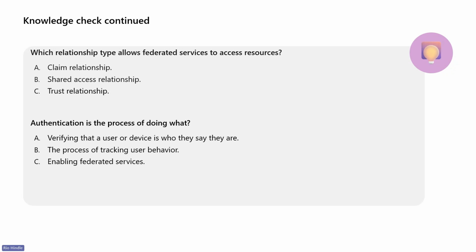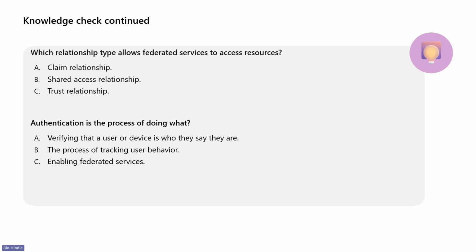And I think the key point there is that claim relationship isn't such a thing, and nor is B. This is typical of Microsoft questions, right? They'll ask a question, give you a set of answers, and some will just be red herrings that don't even make sense.